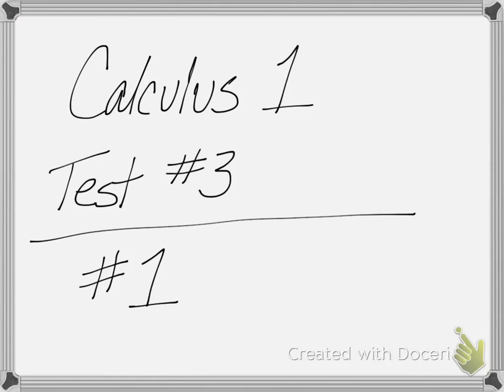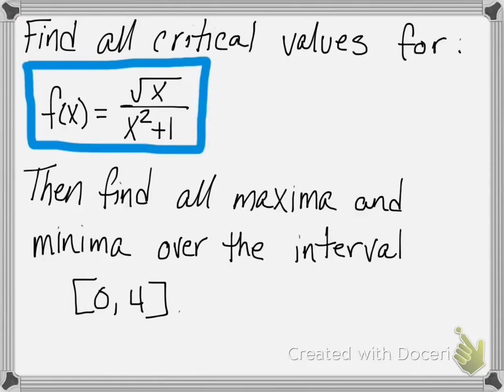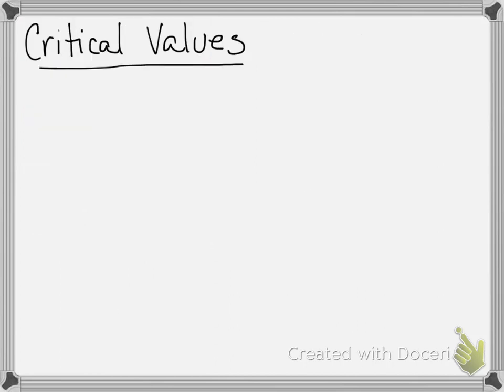So, the first problem says to find all critical values for f of x being equal to the square root of x divided by x squared plus 1, and then it wants us to find all maxima and minima over the interval from 0 to 4. Alright, so looking at the first part, it wants us to find the critical values. So to do that, we're going to have to take the derivative.